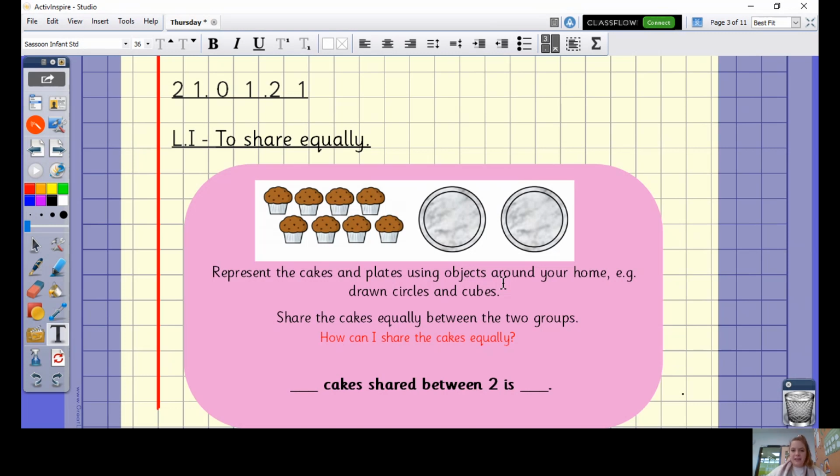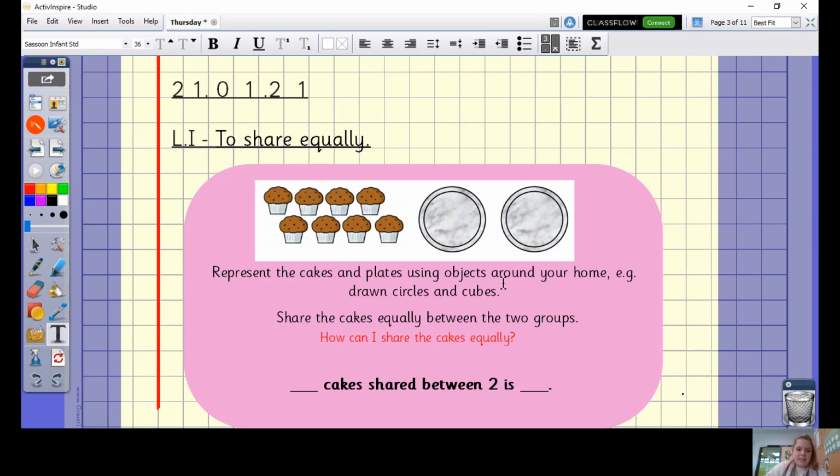Doesn't have to be muffins, okay? You represent them in whichever way you want. If you'd rather, you might want to draw 2 big circles on a piece of paper and get some cubes or get some small objects that would fit inside those circles, okay?